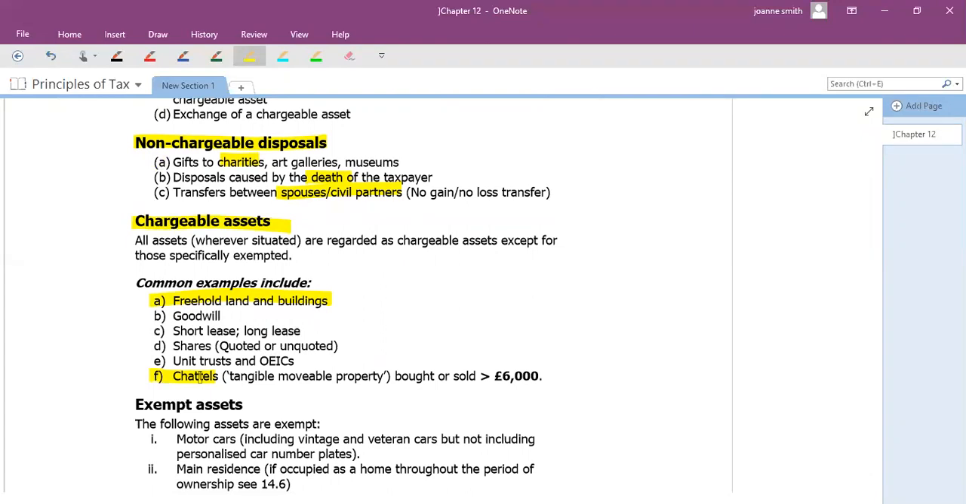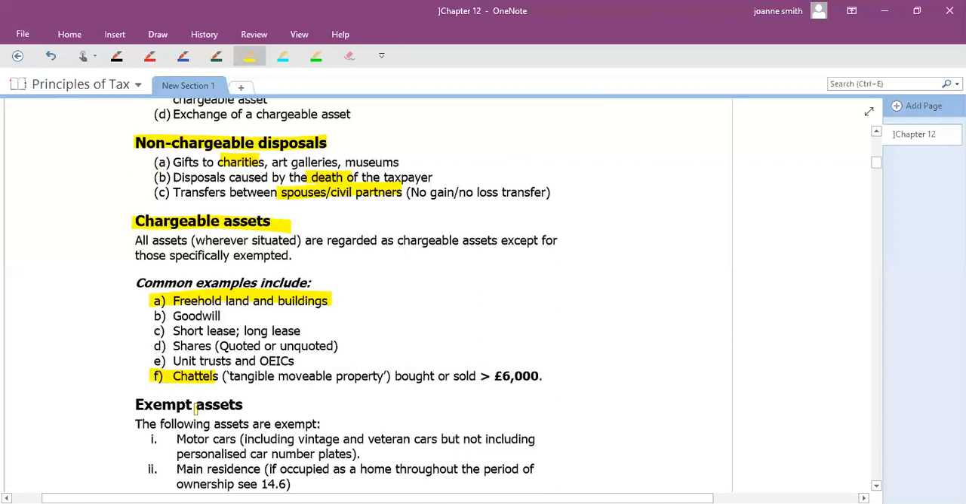Chattel, tangible movable property, something you can physically see and touch and move around, but it is only chargeable if it's bought and sold for more than 6,000. So we've got lots and lots of chattels that we might buy and sell, and if we didn't put a limit on it, this would be a logistical nightmare for HMRC. So they're only really interested in the big sums of money, which is why they've got that limit of 6 grand.